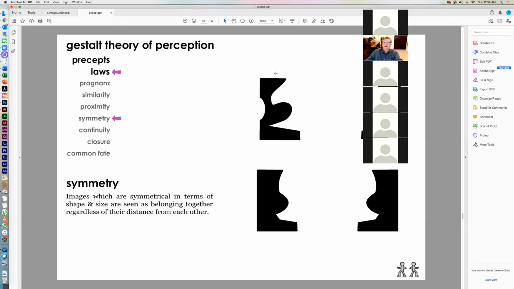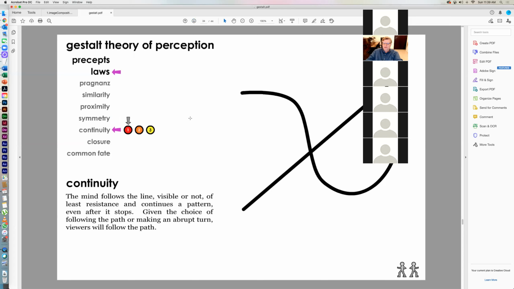Okay, then we have continuity, and that's really shown here: we tend to follow the line, we don't turn. So in this case, if we start on the bottom left or the upper right, we follow the diagonal, and then we don't really turn, okay? Or if we start on the curved line, we follow the curved line, whether it's right or left. I would argue that you guys tend to start on the right side, whereas I tend to start on the left side. Anybody want to tell me why?